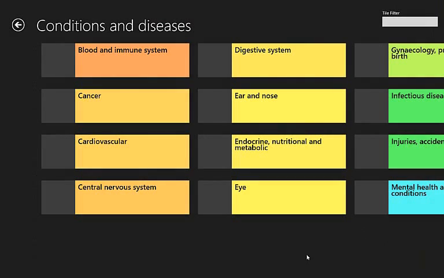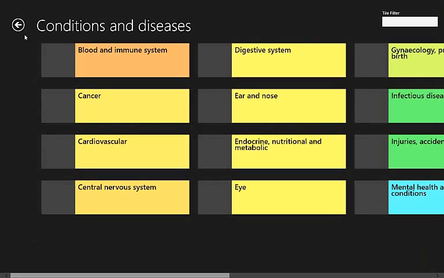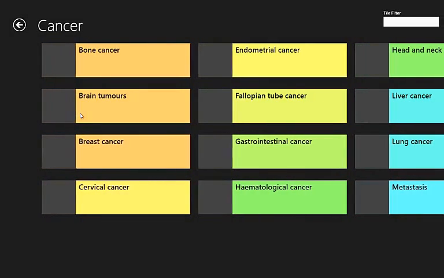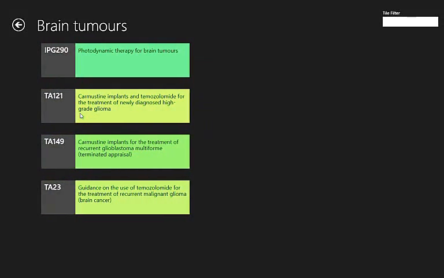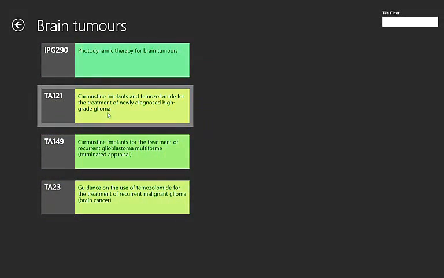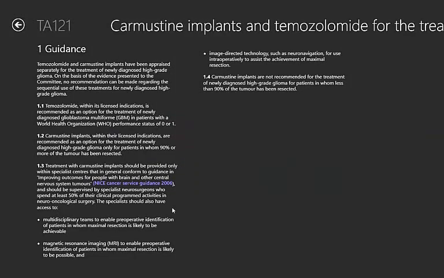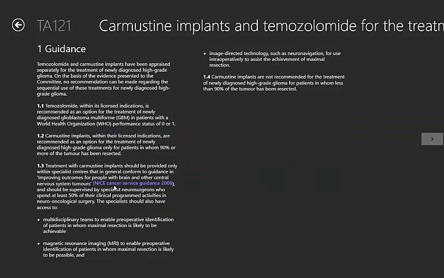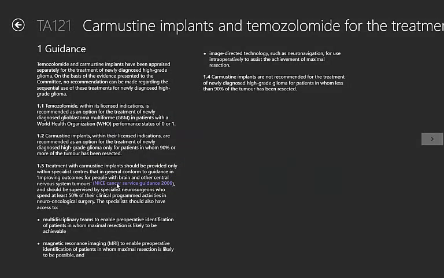Another useful feature is the ability to review information from other applications or sites simultaneously with the NICE application. Here I'm going to find a hyperlink embedded in one of the articles. I'll choose cancer, then brain tumours, and pick up this article, TA121. And in the guidance section there happens to be a URL, a hyperlink. Let me click that and show you what happens.